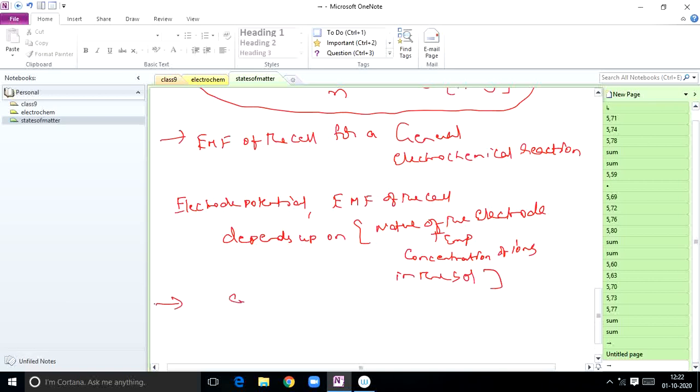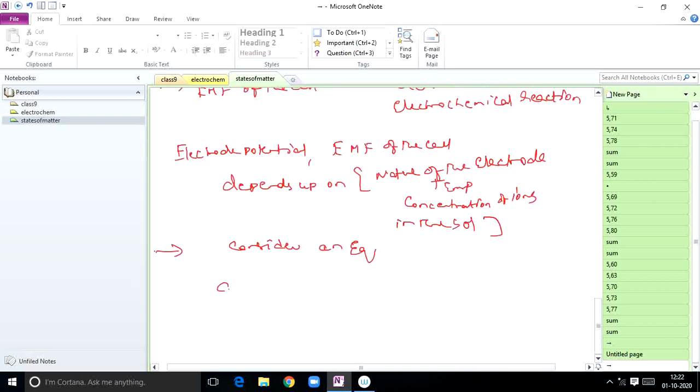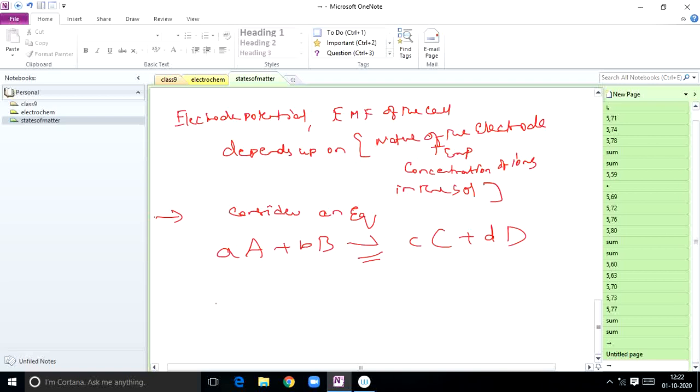So next, now I am deriving it. Consider an equation. Suppose I am considering like this: small a into capital A plus small b into capital B gives rise to small c into capital C plus small d into capital D, where capital A, capital B are reactants, capital C, capital D are products, and small a, small b, small c, small d are stoichiometric coefficients present in a balanced equation.